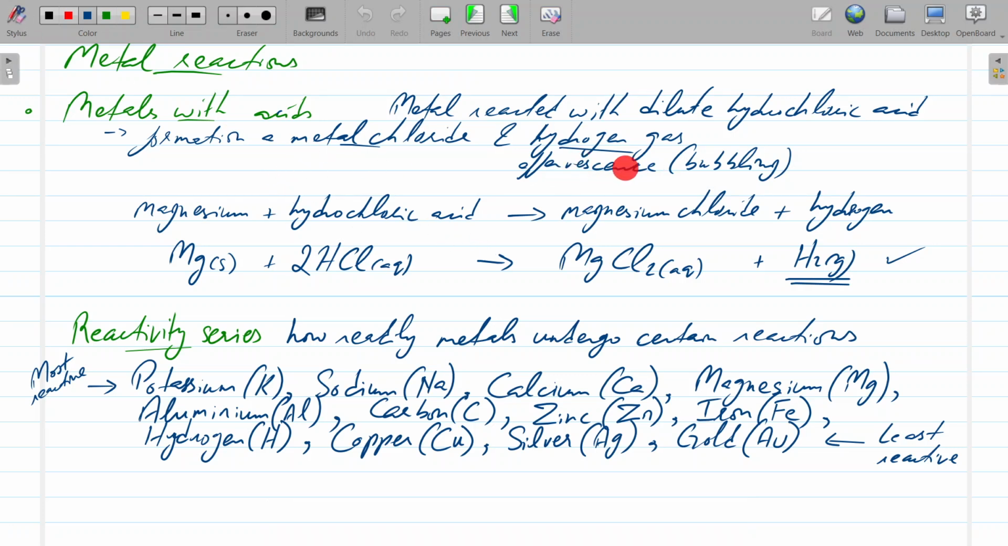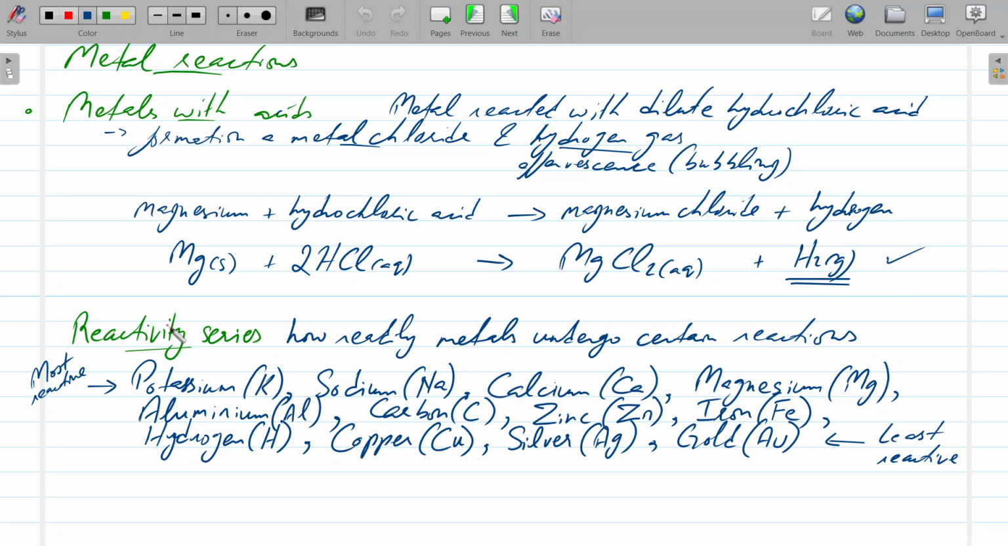Right, so effervescence are the bubbles, for example, that you see in a soda bottle. You'll see those kind of bubbles forming, and then hydrogen gas will be released. Here is the word equation. Magnesium plus hydrochloric acid gives you magnesium chloride and hydrogen. Here is the chemical equation. You've got magnesium solid and HCl aqueous giving you magnesium chloride, which is also aqueous in this case, and hydrogen gas, and we balance this out.